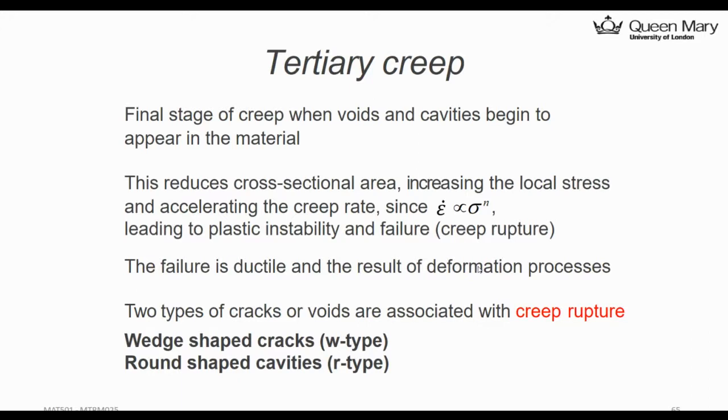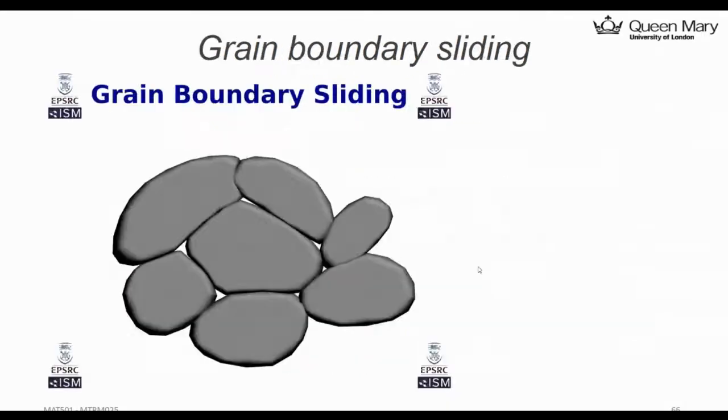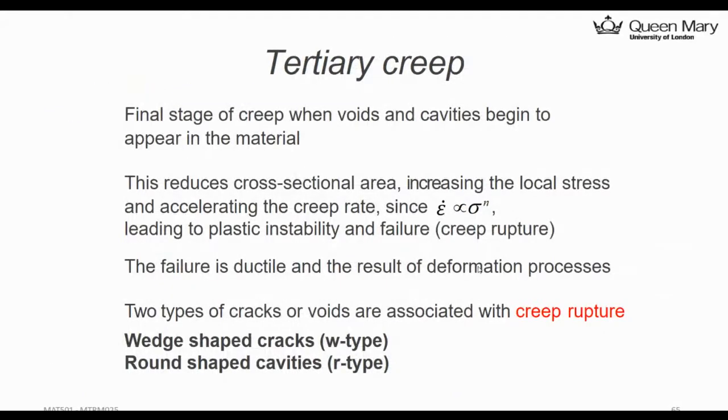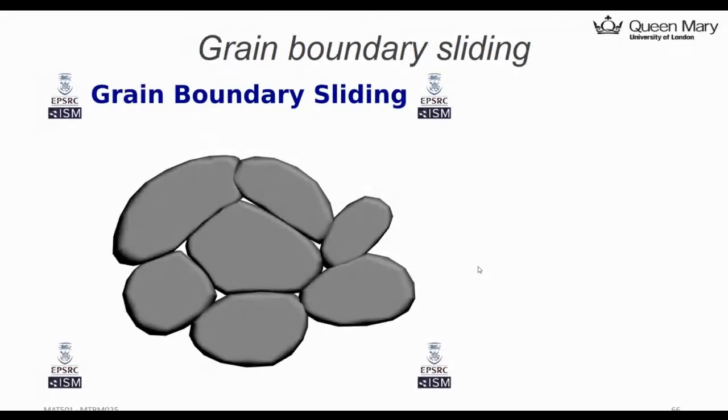And there are two types of cracks or voids associated with creep rupture. Number one is the wedge-shaped crack, which we can call W type. Number two is round-shaped cavities, R types. So let's see, first of all, a video which will contribute to the first type, the W-shaped crack.